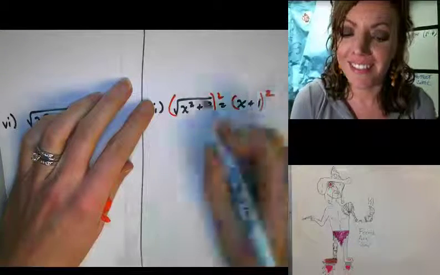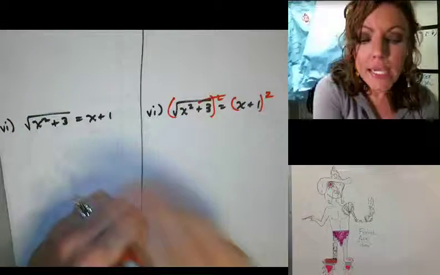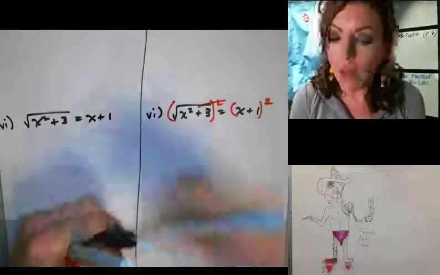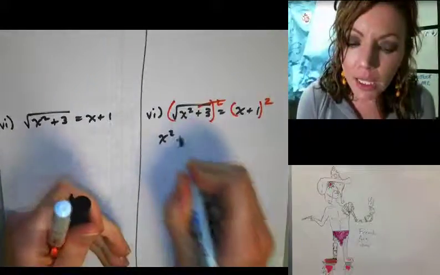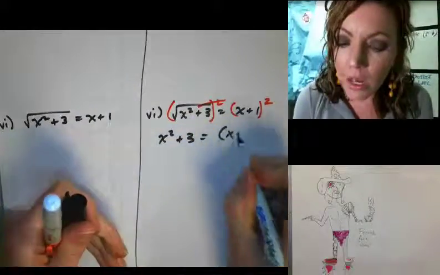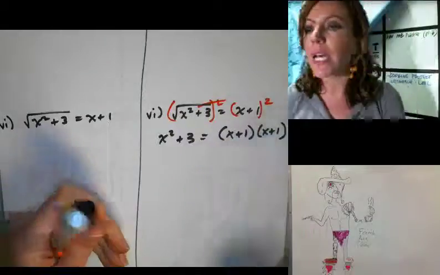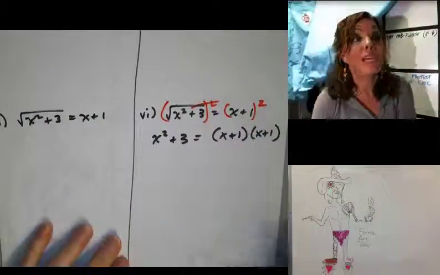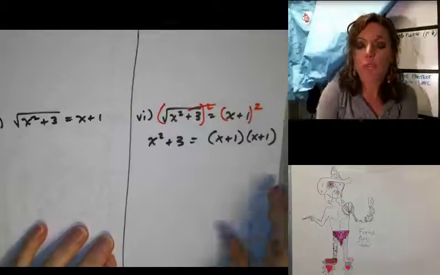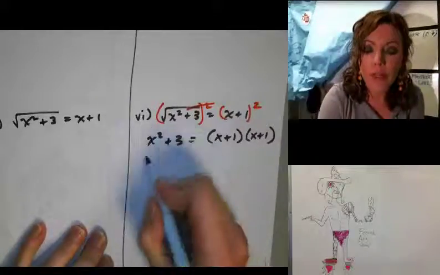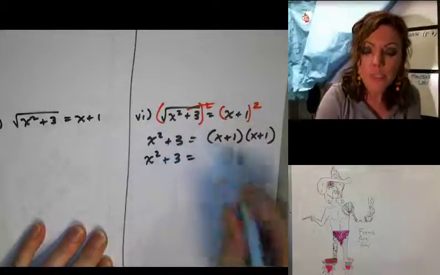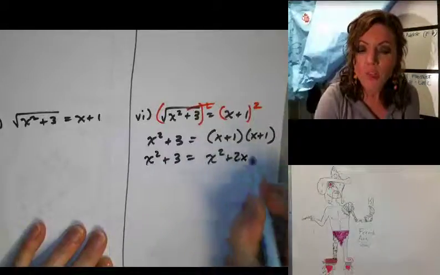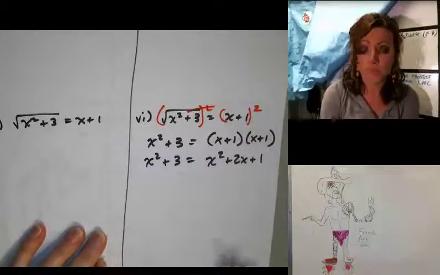Okay, on the right-hand side, so they cancel out on the left, but on the right-hand side, what we end up with is x plus 1 squared, which is the same thing as x plus 1 times x plus 1, which means we get to do what? FOIL. Or, if we remember the pattern of perfect square trinomials, it's x squared plus 2x plus 1. But foiling is also another way of going.